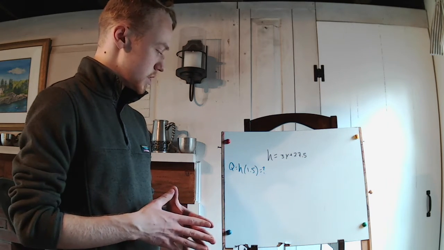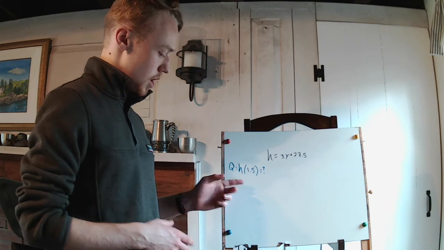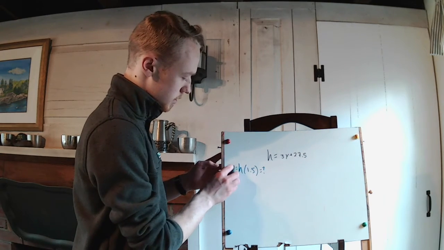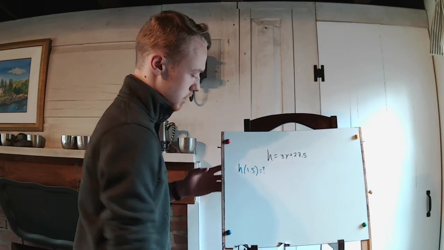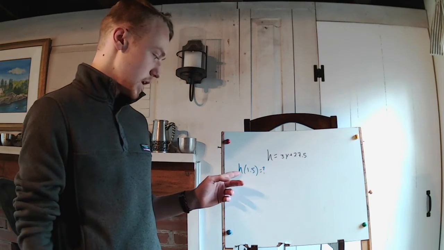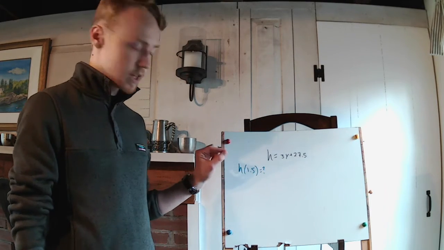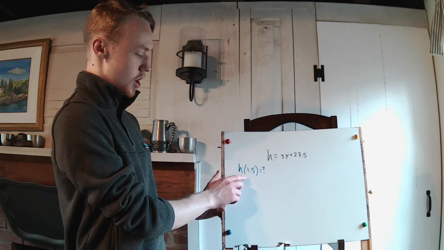Don't panic if you see this. This looks a little daunting at first. I'll get rid of the Q just because that might add to some confusion. Okay, so what we want to find out is what the height is. You say this in mathematical terms, you say h of 1.5.